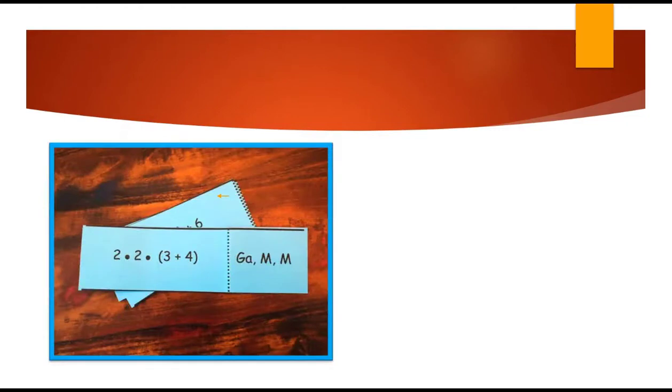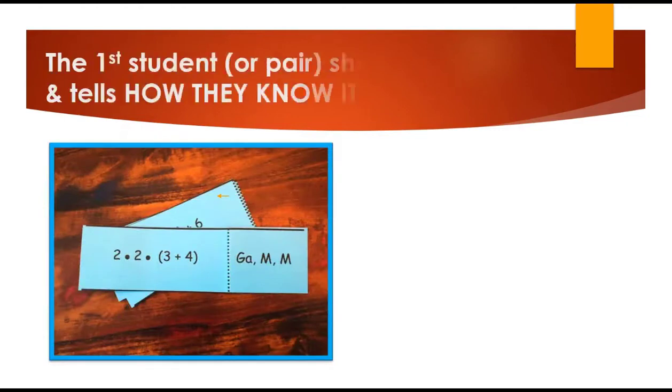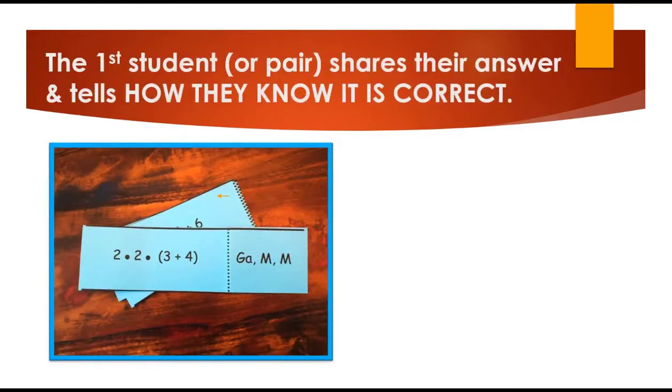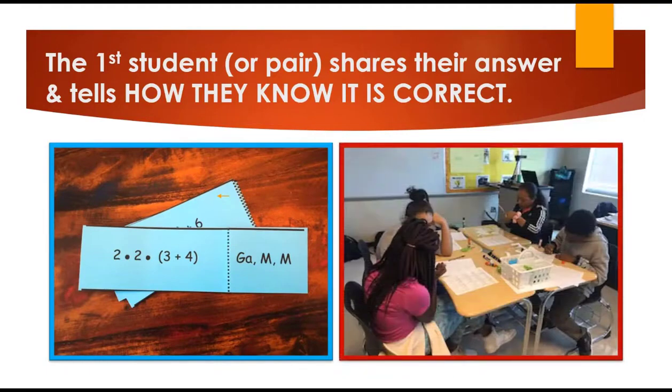The leader shows the correct answer. The first student or pair to have written the correct answer and be able to tell how they know it is correct wins 5 points. Anyone else who has the correct answer too wins 3 points, as long as they can explain why.